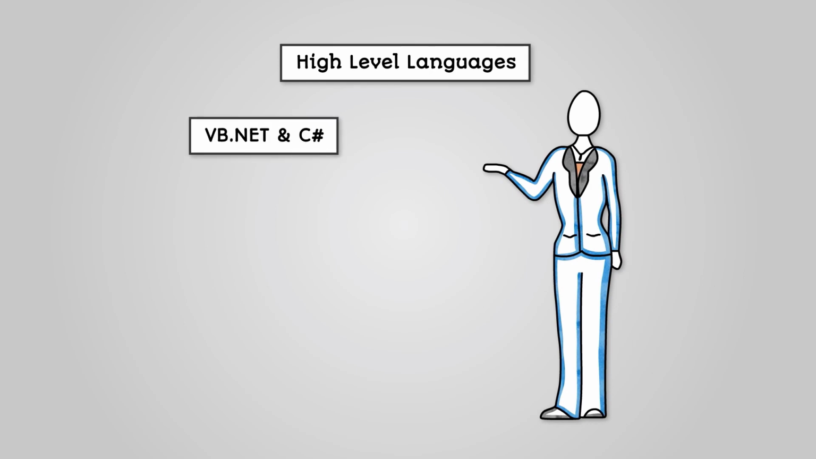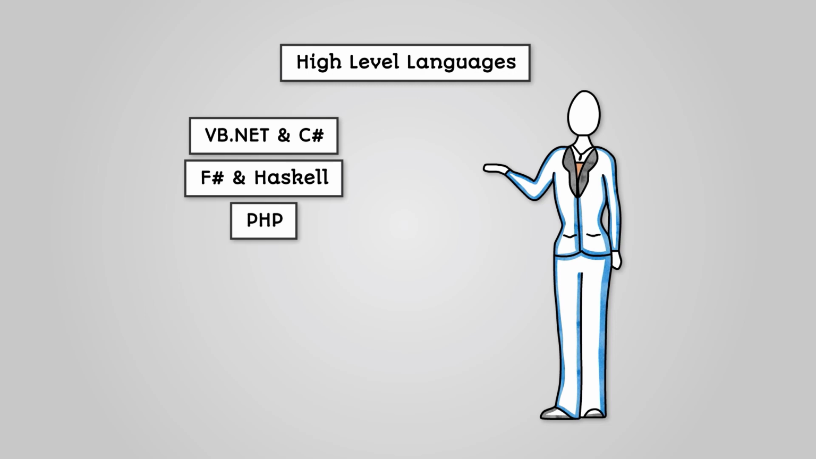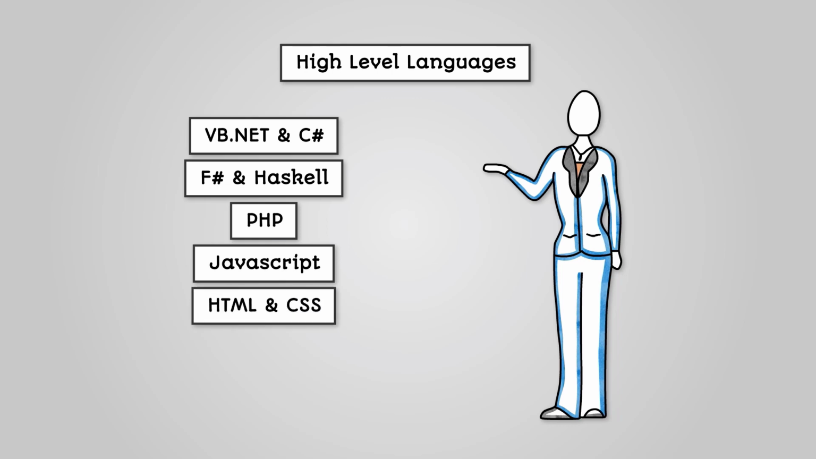Some high-level programming languages have been designed with specific purposes in mind. For example, VB.NET and C# are commonly used for building Windows form-based applications. F# and Haskell are used for large dataset processing. PHP is used for adding dynamic content to web pages. JavaScript is used for adding interactive functionality to web pages. HTML and CSS are used for structuring and formatting web pages. SQL is used for querying databases. And XML is used for moving data between different systems.